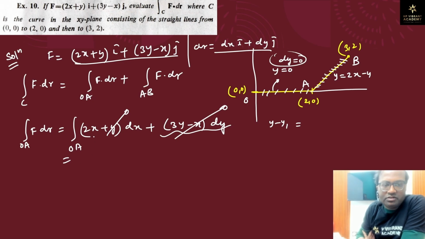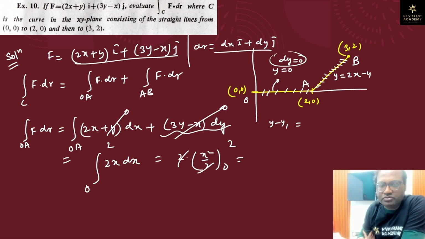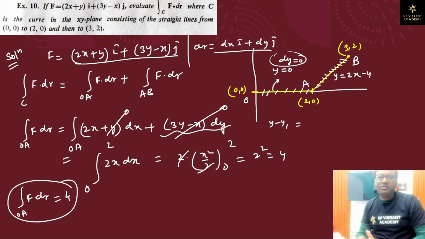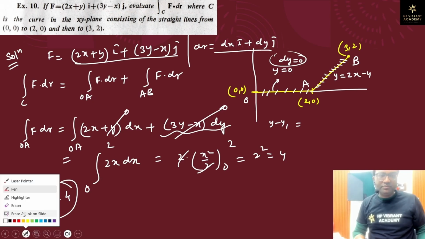So we have only 2x dx, and in the integration x varies from 0 to 2. So this is 2 into x^2 upon 2, from 0 to 2. So this is 2 squared, equal to 4. So the value of f dot dr along OA is 4. Now let us find f dot dr along AB.